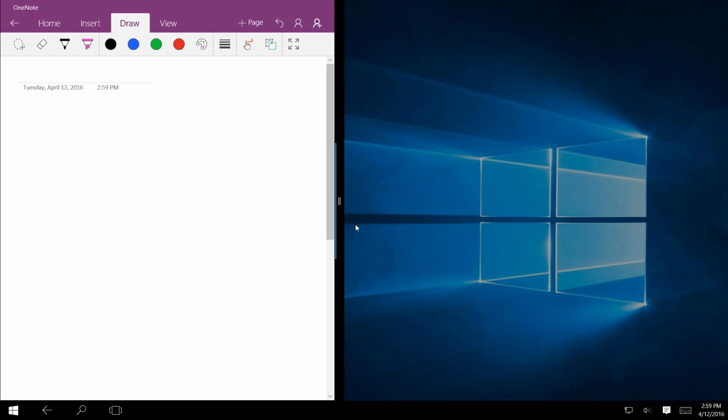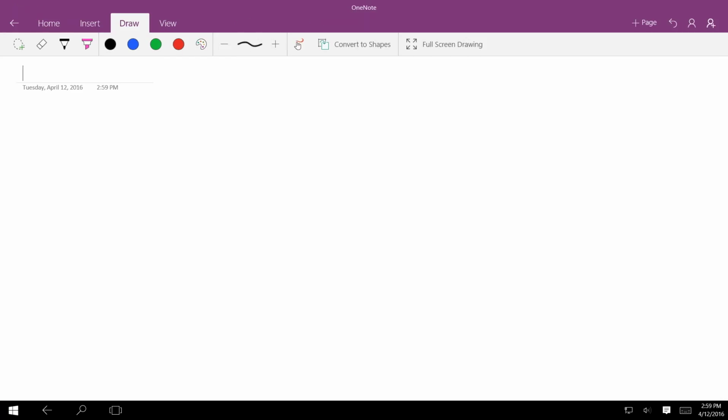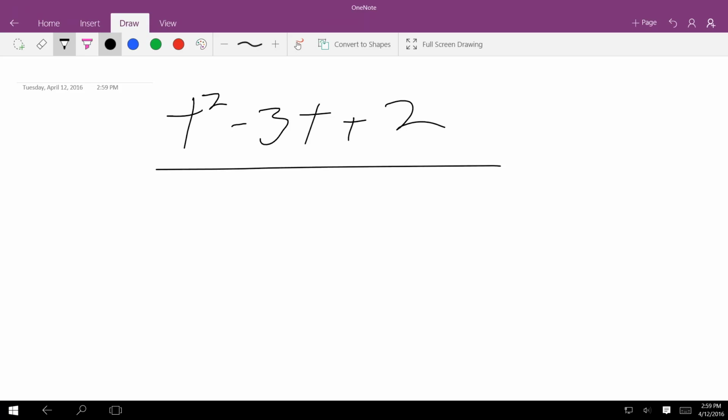So I have the limit of t squared minus 3t plus 2, all over t squared minus 4, and then t is approaching 2. So the denominator goes to 0, and the numerator goes to 4 minus 6 plus 2, which is also 0.